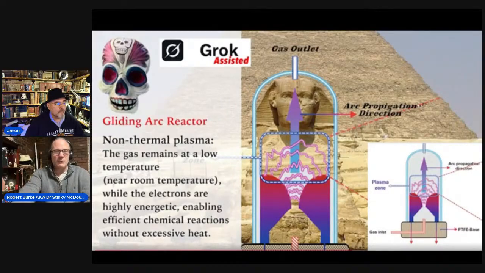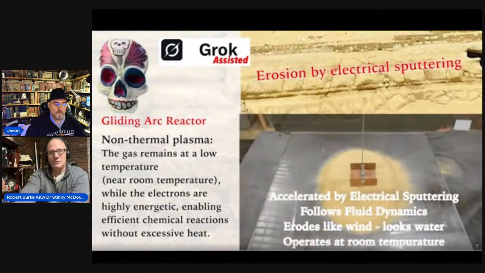And so when you look at it from a gliding arc reactor perspective, they operate at just about room temperature, around 85, 90, 95 degrees. They don't require high temperatures. What they required was an electromagnetic connection, and that electromagnetic connection was with the sun.